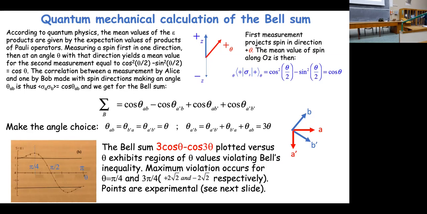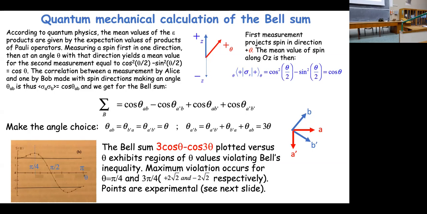This function of theta is very easy to plot. And what you find is that there are values of theta for which this average is larger than 2 or smaller than minus 2. In fact, it goes up to 2 square root of 2 and goes down to minus 2 square root of 2. So there are choices of the angle theta for which quantum mechanics violates Bell's inequalities. It means that for these angles, there is no way to assume that the values of the spin were existing before the measurement was done. They could not have been elements of reality.